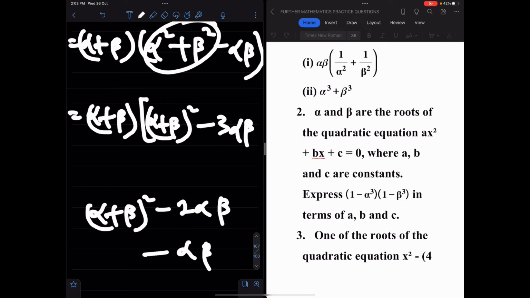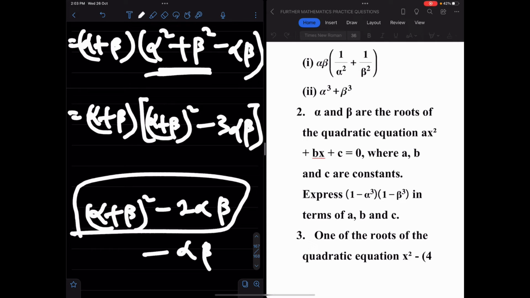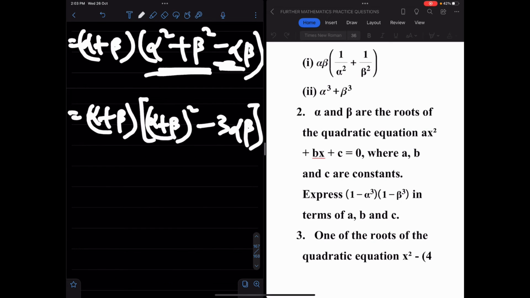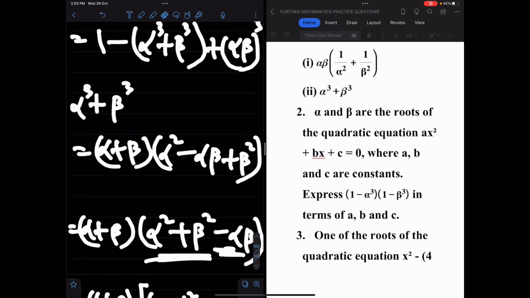Alpha squared plus beta squared is alpha plus beta all squared minus 2 alpha beta, and subtracting another alpha beta makes it alpha plus beta all squared minus 3 alpha beta. Now we can write down, and that's the same as alpha plus beta. Okay, that's just it. That's alpha cubed plus beta cubed. Now that's what I'm going to write here.